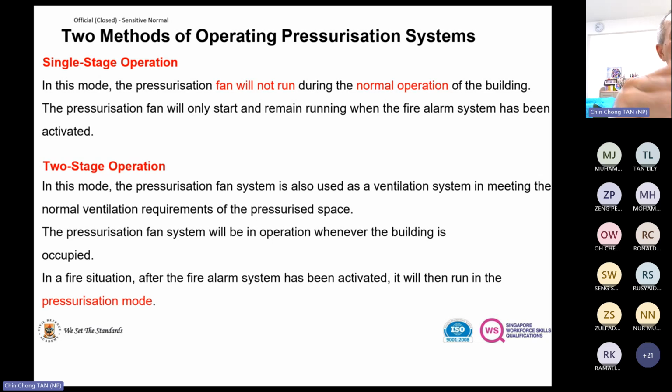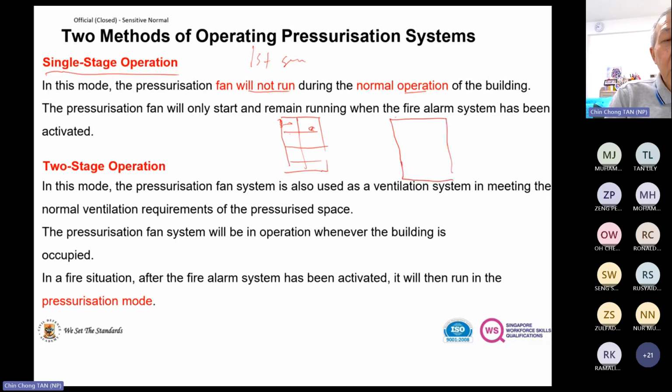Now, this one is single stage operation. This is the first generation, long, long ago. They only have a single fan there. So once there is a fire, the fan will work. Is this good or bad? Not so good. Why? Because this fan is not operating normally. If it is not operating, and then when there's a fire I call on it to work, it may not work. So that is a drawback. The single stage may not work.